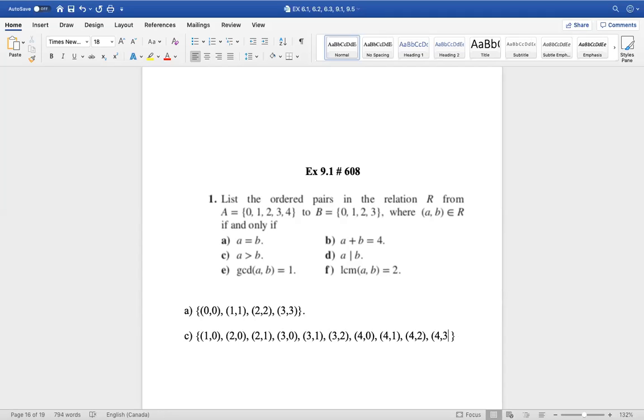So basically we take (1, 0), (2, 0), (2, 1), (3, 0), (3, 1), (3, 2), (4, 0), (4, 1), (4, 2), and then (4, 3), when a is greater than b. We couldn't go for example (0, 1), because in that case a will be less than b, so we don't want that.